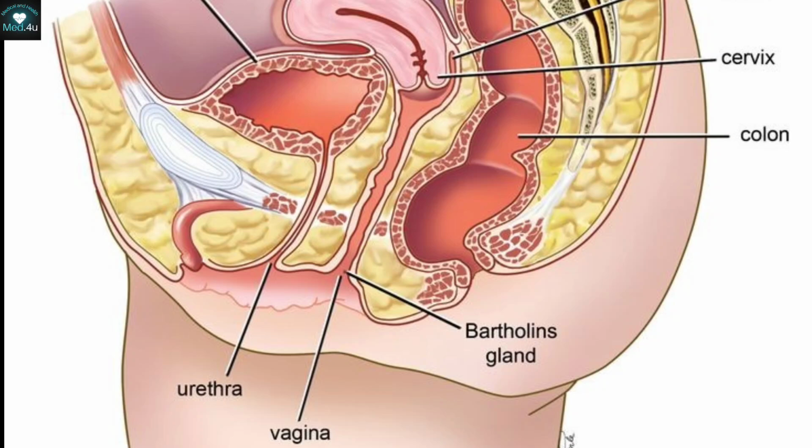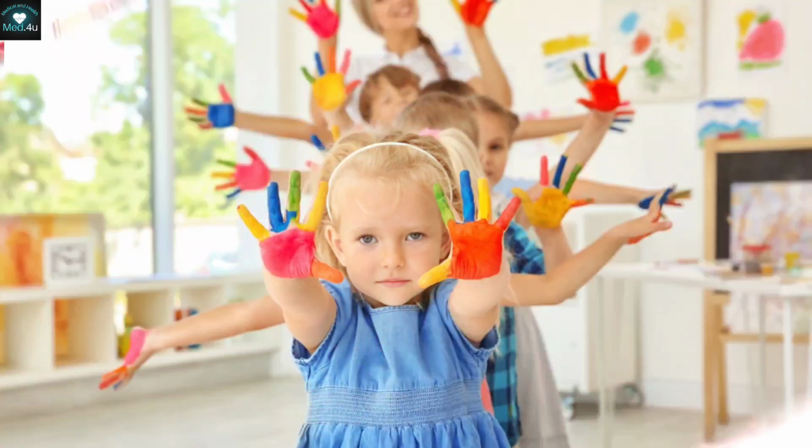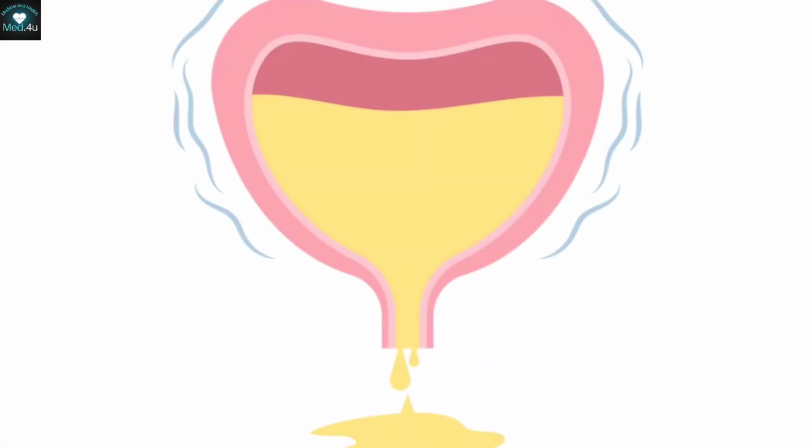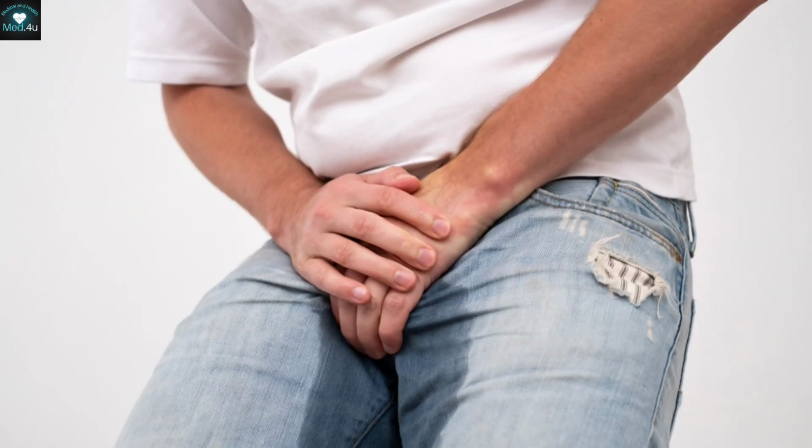This external sphincter is not functional at birth, which is why infants and young children cannot control their urination. As a child grows, they learn to control their urination at the request of their parents. If, for any reason and at any age, the internal or external urinary sphincters fail to control urine flow, urinary incontinence occurs.